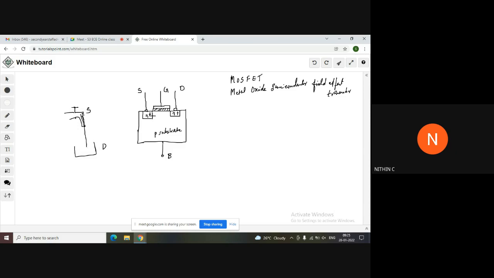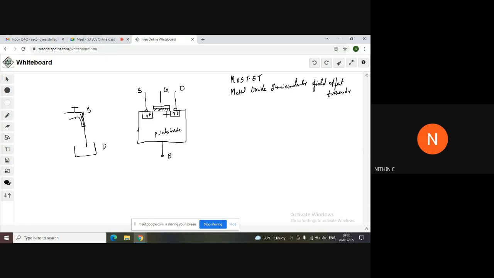In a similar manner, you need a channel between these two regions, between source and drain, and that channel can be created only with the help of gate voltage. What was our condition of strong inversion? When we apply a very large value of gate voltage, what will be formed? We have a metal oxide semiconductor, MOS. In the case of strong inversion, what will be formed at this portion?